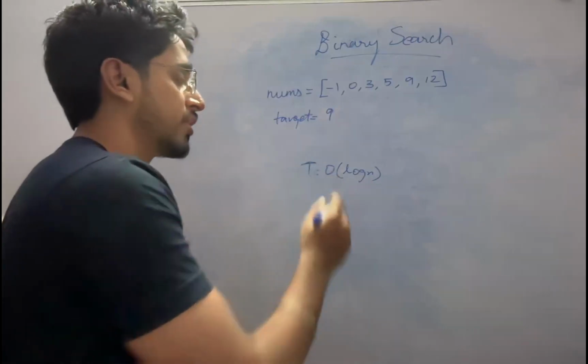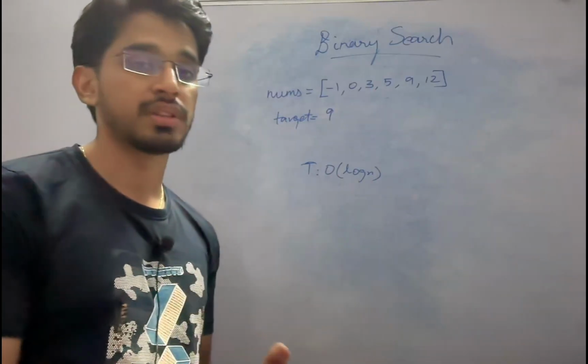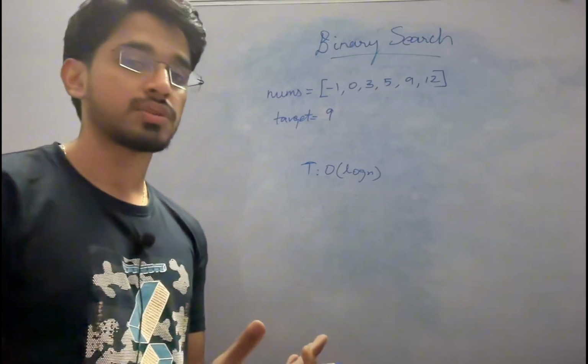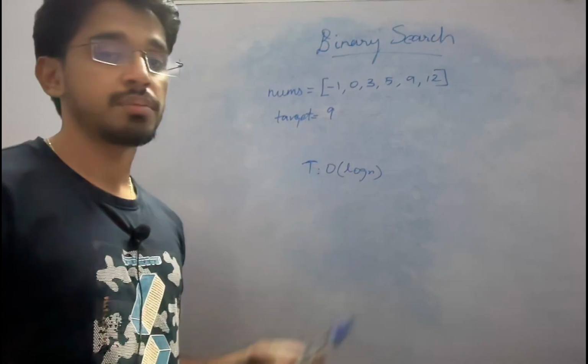This is a condition which is mentioned in the LeetCode problem. We can also do a manual search, which takes probably a time complexity of O of n. So we need to make this better. We need to take advantage of this array being sorted.